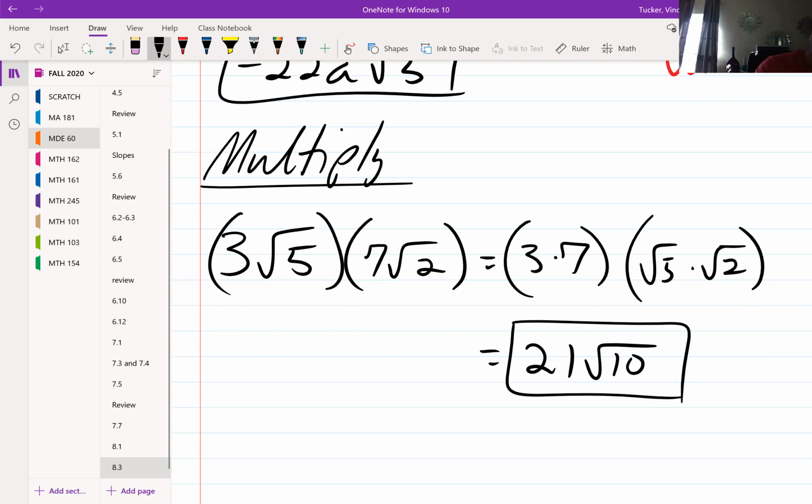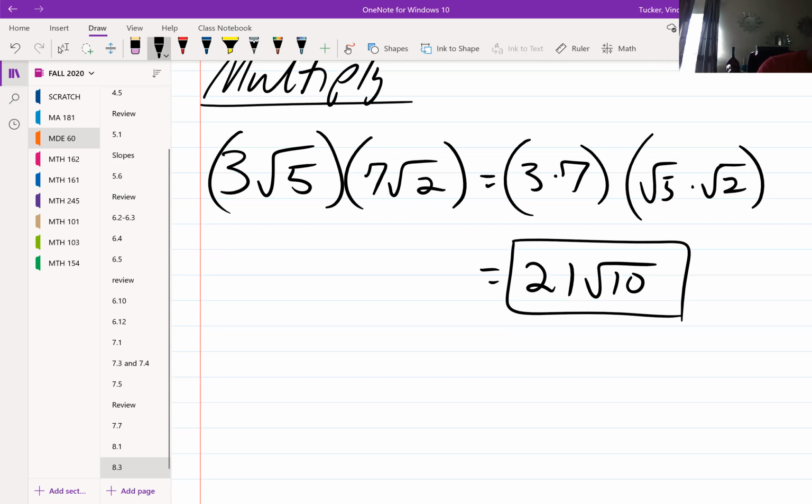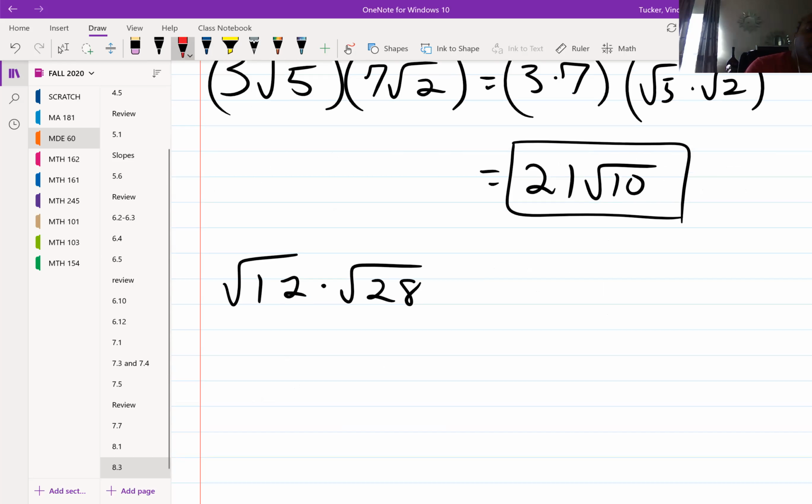All right. Here, square root of 12 times square root of 28. We can multiply what's under the radicals, or we can simplify first, then multiply. The reason why I would probably suggest simplifying first is because multiplying what's under the radicals may give you a number that you're unfamiliar with, when you are more familiar with 12 and 28, and they'll be simpler numbers to process. So I would say go ahead and simplify these first.